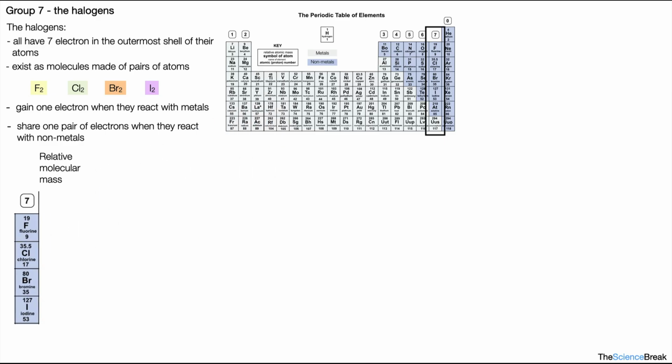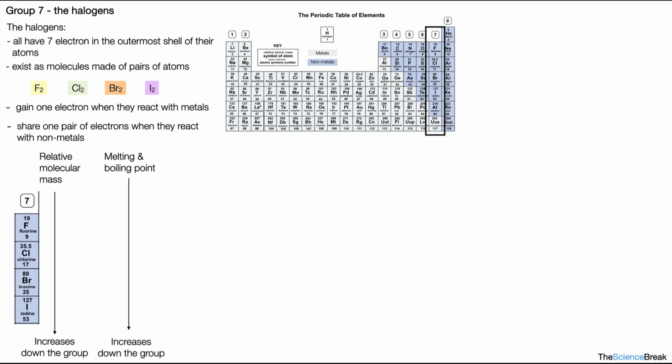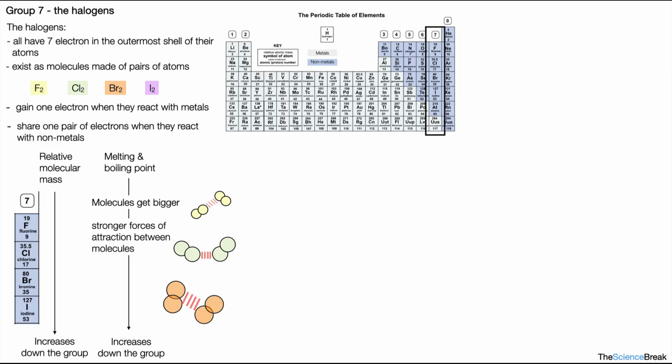Here's our halogens. We can see that the relative molecular mass will increase as you go down the group. The melting point and boiling point increase as you go down the group, and we have to be able to explain why. Molecules get bigger as you go down the group, so here are our molecules. And what happens is we have stronger forces of attraction between the molecules, as shown by those red lines there. That means more energy is needed to separate out these molecules, which means that the melting and boiling point increases as you go down the group.